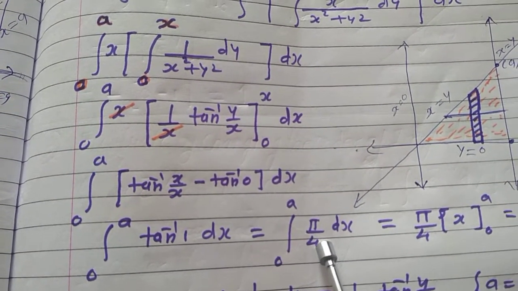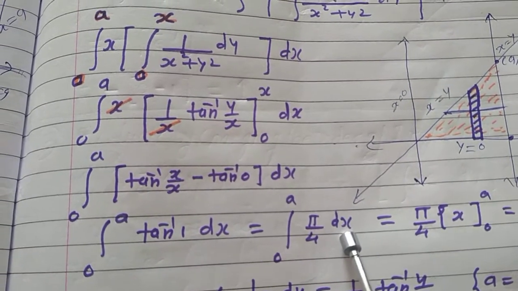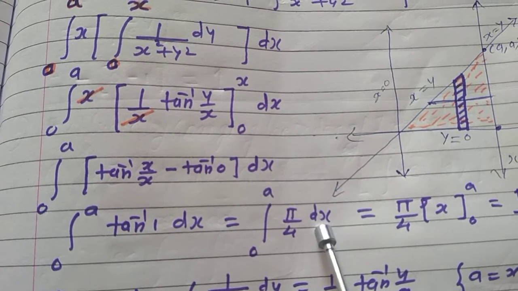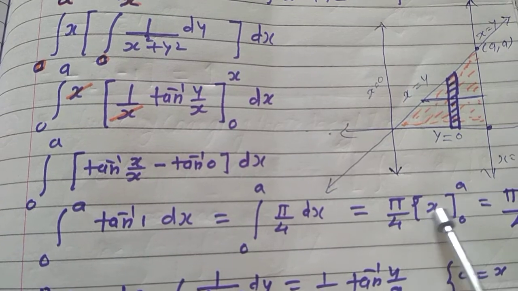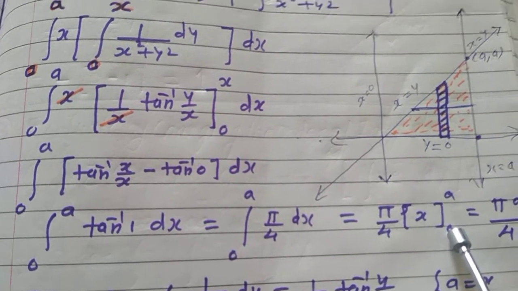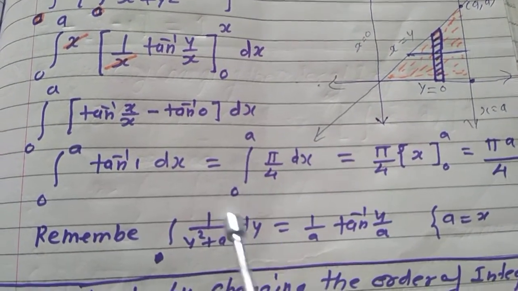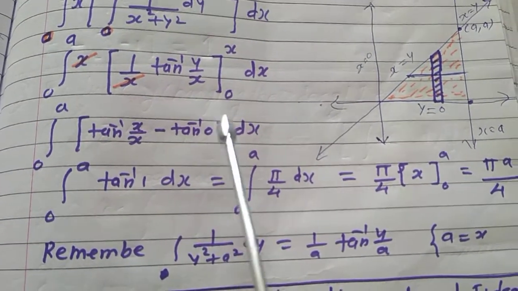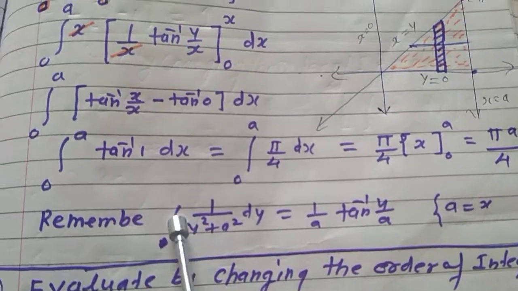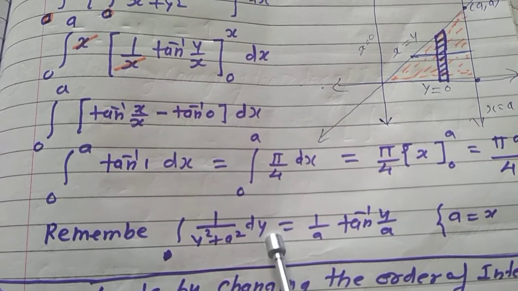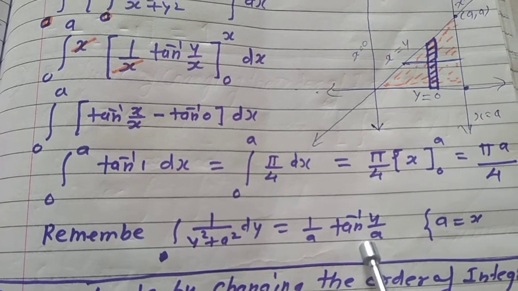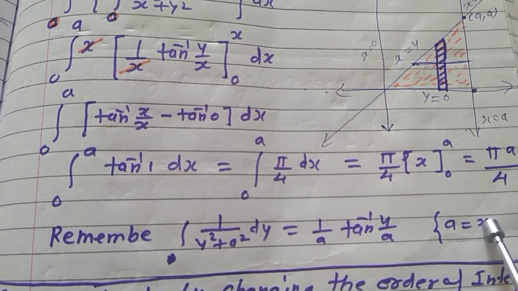Pi by 4 is constant outside the integration, and you want to integrate only dx. What is the integration of dx? X. Put upper limit a, lower limit 0. So your answer is pi by 4 times a. Remember this formula I have used in this problem: integration of 1 upon y square plus a square dy is equal to 1 by a tan inverse y by a, where a is equal to x.